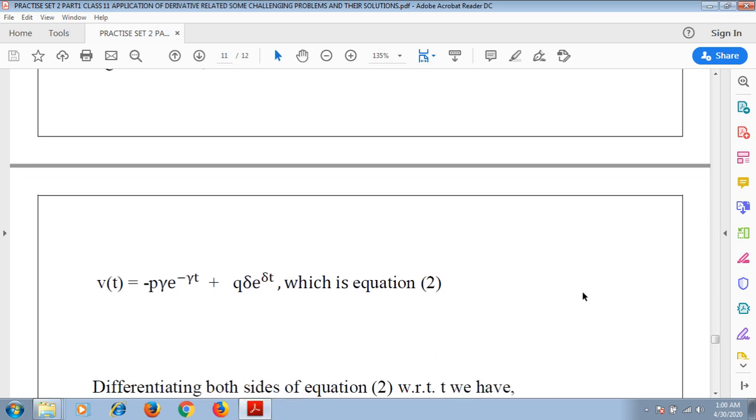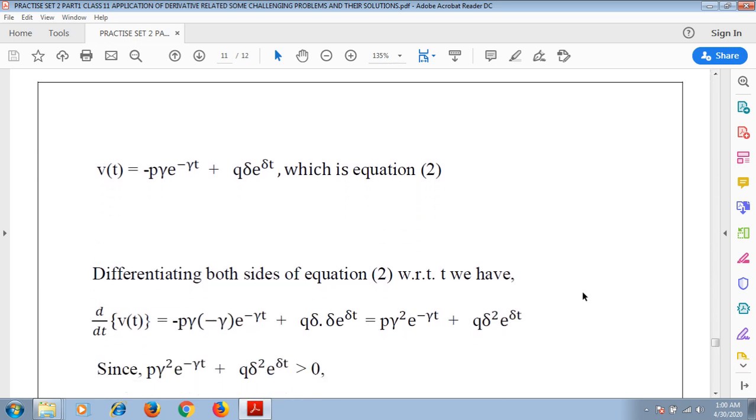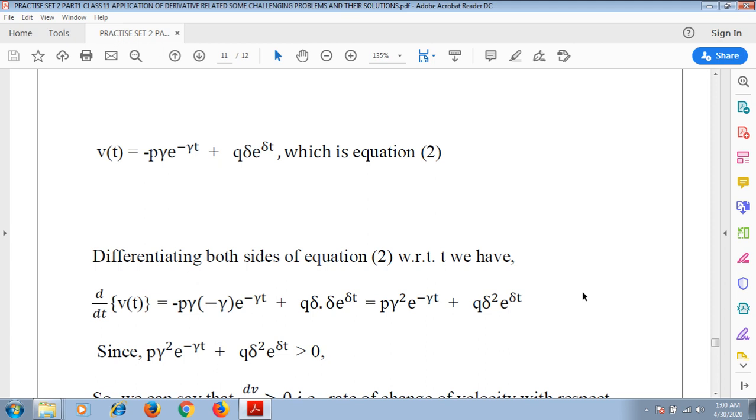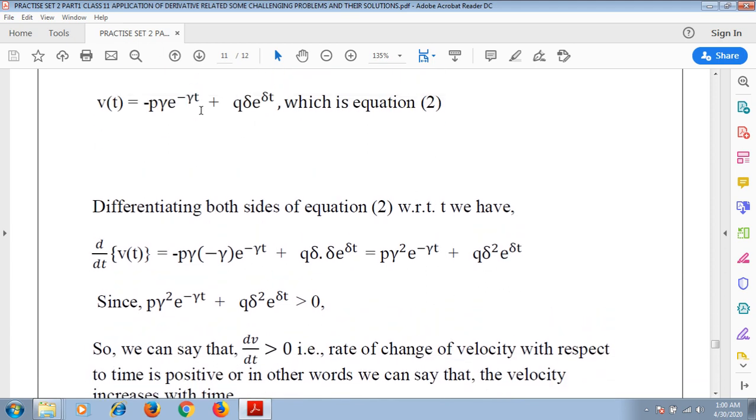Again we have Vt equals minus P gamma e to the power minus gamma t plus Q delta e to the power delta t, which is none other than equation 2. Now differentiating both sides of equation 2 with respect to t, we have d/dt of Vt equals minus P gamma. Again we are applying the chain rule, differentiating e to the power minus gamma t. Minus P gamma is constant, so minus P gamma into d/dt of e to the power minus gamma t results in minus gamma e to the power minus gamma t, plus similarly we have Q delta into e to the power delta t.